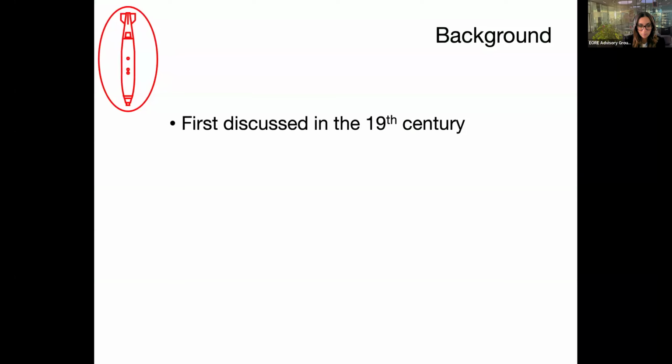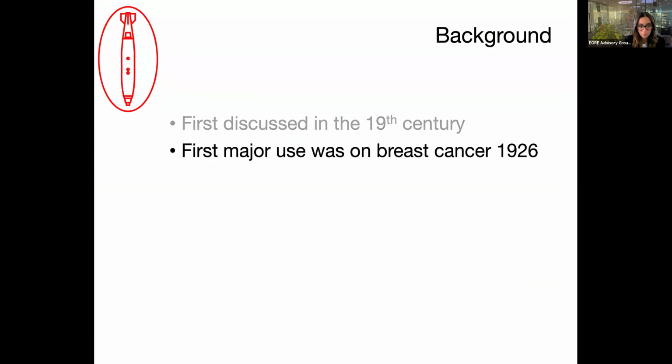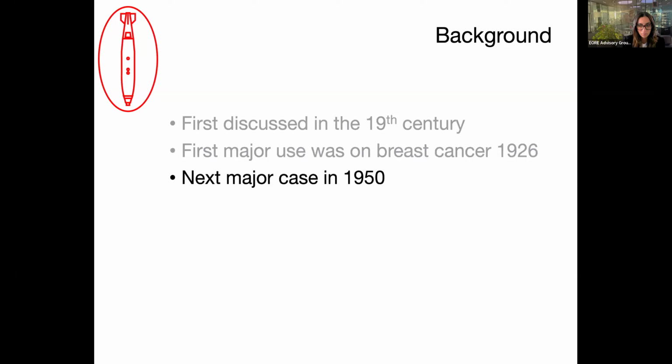Again, some background. This is not a new technique, and it's certainly not one that I invented. This is a well-established epidemiological technique. In fact, it was first discussed in the 19th century. Its first major use was on breast cancer in 1926. That's 100 years ago.